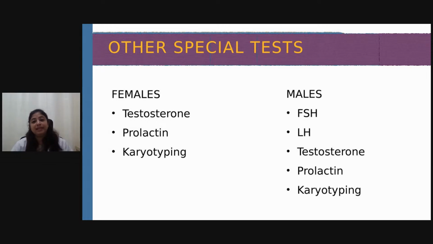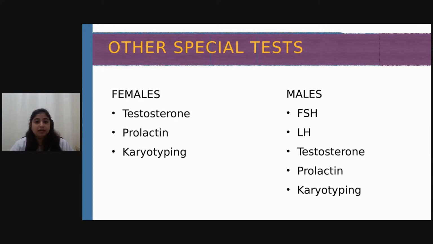I will get back to karyotyping later. First, we'll see the male tests. In males, the other tests are done in the same way. If the count is very low or there is no count, then we need to look for FSH and LH, same as in females. In males also, FSH and LH are the hormones responsible for the formation of sperms. So we check what the reason is. To know that, we do FSH, LH, and testosterone in them. Sometimes prolactin might be needed in them.